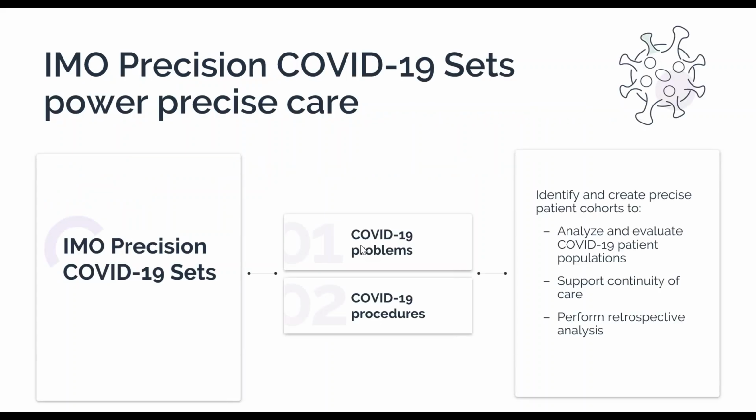Thank you, Jory. So our initial build for COVID-19 includes 4 value sets, 2 each in the problem and procedure domains. We are, of course, anticipating more as need increases and the situation develops. Next slide.